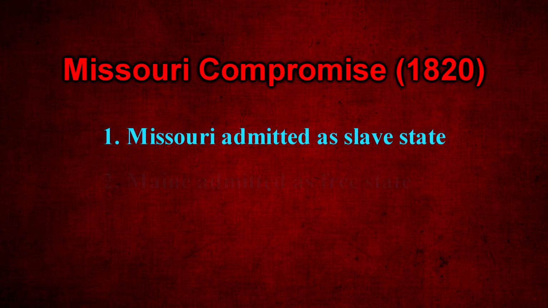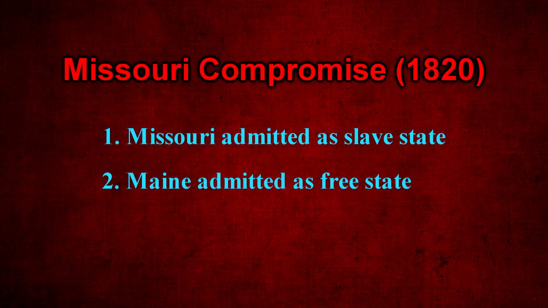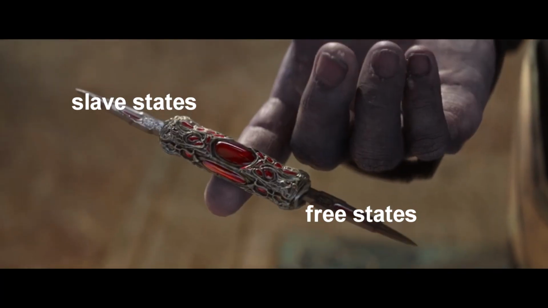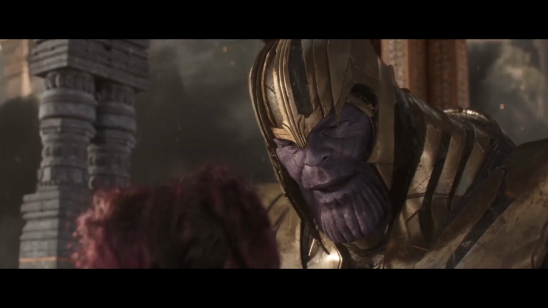The result? Missouri was admitted as a slave state, Maine was admitted as a free state, and slavery was prohibited above the 36°30' latitude line. Perfectly balanced, as all things should be. Sectional tensions seemed to ease, until there was beef with Mexico.